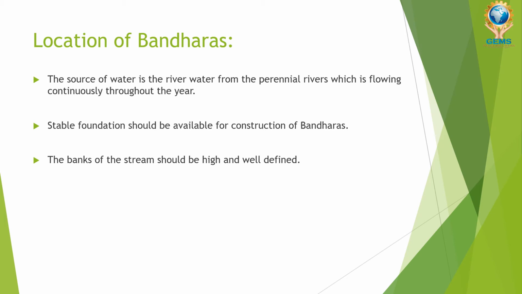The perennial rivers flow continuously throughout the year without any break. They will not stop even in the harshest summer. There will be at least a minimum amount of water flowing through. On that type of place we can construct the bands.